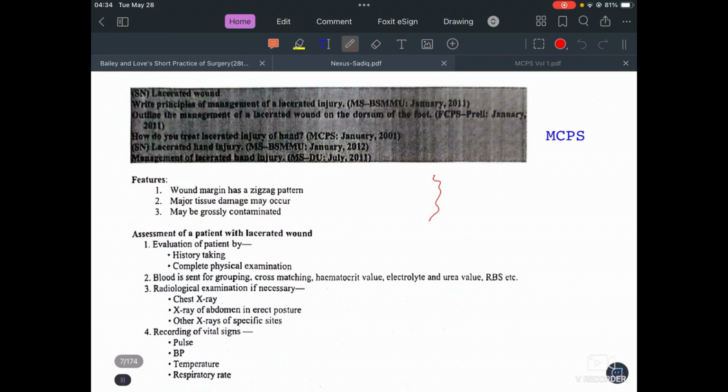So at first, if we think about a lacerated wound margin, then it should be a zigzag pattern wound margin, and there should be major tissue damage. So one important factor is tissue damage, and it should be major. And it may be grossly contaminated. So another important factor is contamination.